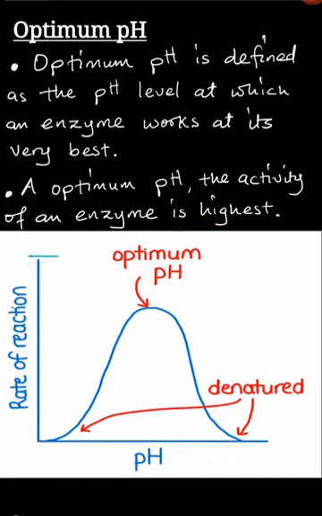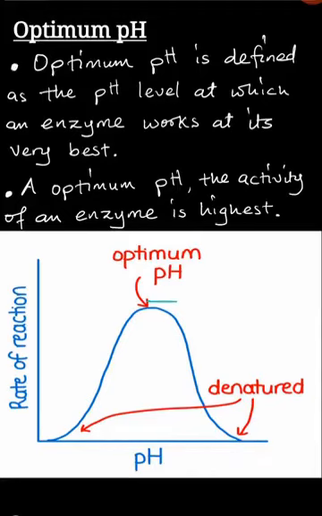So here on the y-axis, we have the rate of reaction of an enzyme. When we say rate of reaction, we just mean the speed at which an enzyme is working. So when the pH level is at this point, an enzyme is denatured here. Equally, when the pH level is at this point, an enzyme is denatured as well. In other words, at these two points of pH level, the shape of an enzyme is distorted. The shape of an enzyme is destroyed.